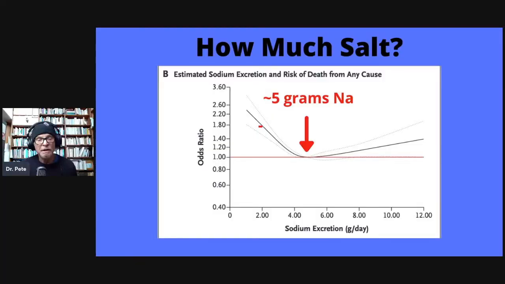Now, I think where we get into some confusion is in two places. What happens when we go onto the ketogenic diet? How do we handle salt intake? Secondly, what's the difference between talking about grams of sodium and talking about grams of table salt? Because there is a difference.